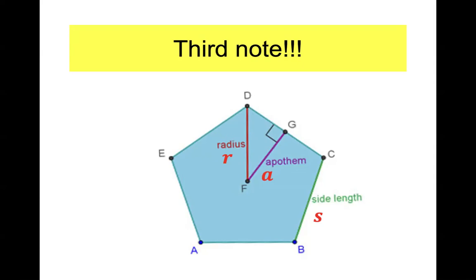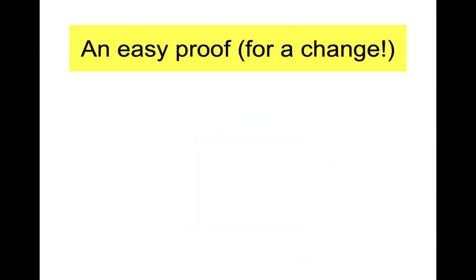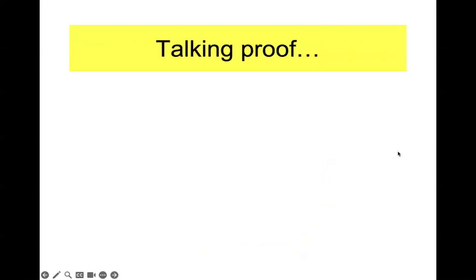All right, how is this going to get us to an area of a regular polygon? That's what's next. So I'll do the proof of it real quick, and it's a pretty easy proof for a change. All right, let's see how it works. So I'm going to call this a talking proof. I don't formally do a T-table or a T-diagram where we have statements on one side, evidence on the other side, and start with a given. I'm just going to talk my way through the proof.